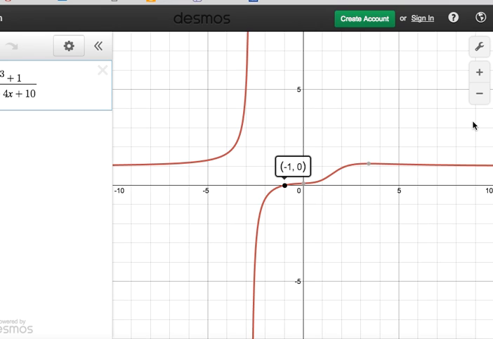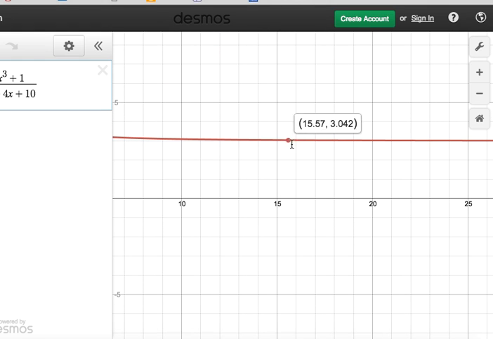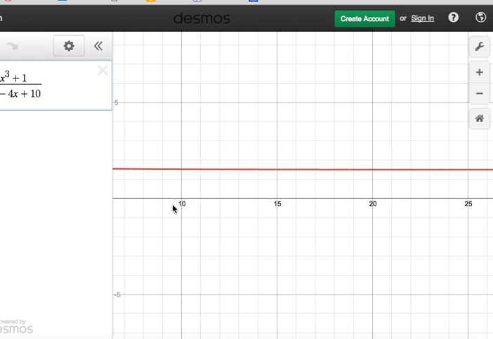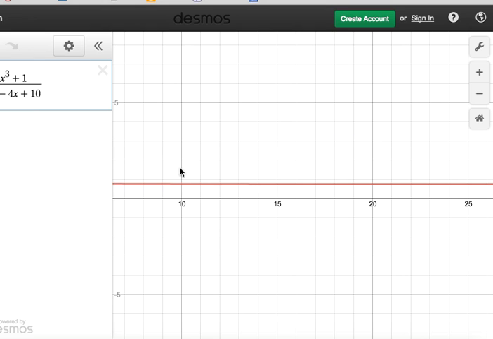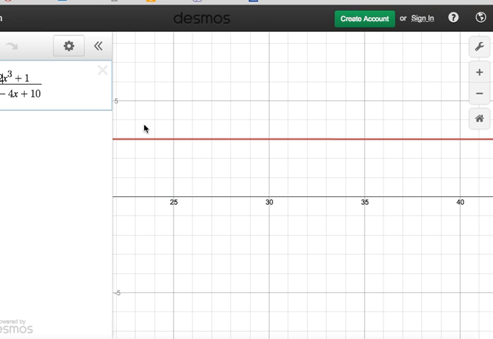So let's look at a few other options. Let's change the x cubed to a 3x cubed. So now it looks like the y values are going to 3. Okay, now let's change the denominator to 2x cubed. Now the y values are going to 1.5. Are we starting to see a pattern? Let's change it to a 4. The y values are getting very close to 0.75. If I change this to 12, now the y values are going to 3 again.